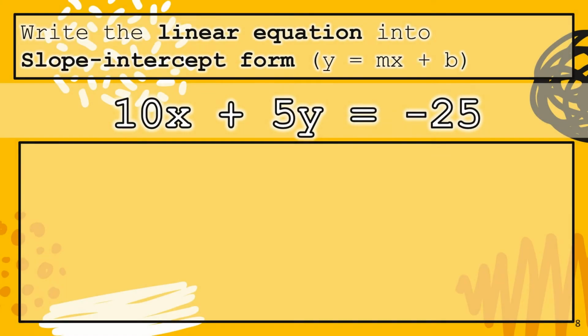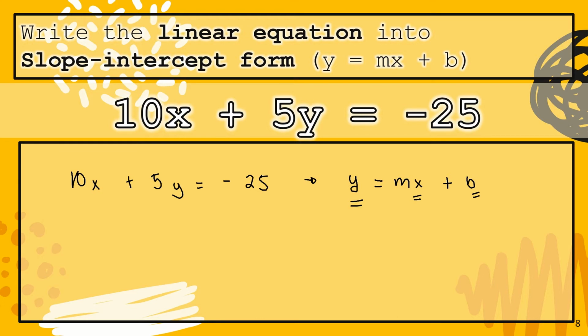And lastly, we have y = -5x + 2. So this time we are asked to write the given linear equation into slope-intercept form, in the form of y = mx + b. If we have this linear equation, 10x + 5y = -25, and asked to write it in form of y = mx + b. As you can see in the slope-intercept form, before the equal sign, we only have the variable y. After the equal sign, we have the variable x and the variable b.